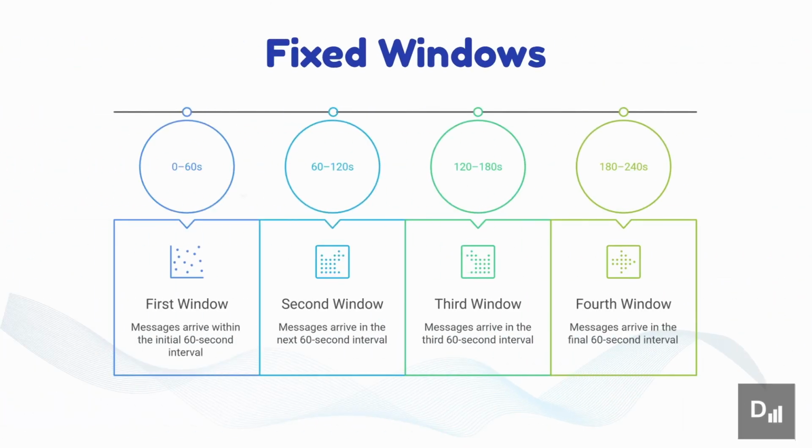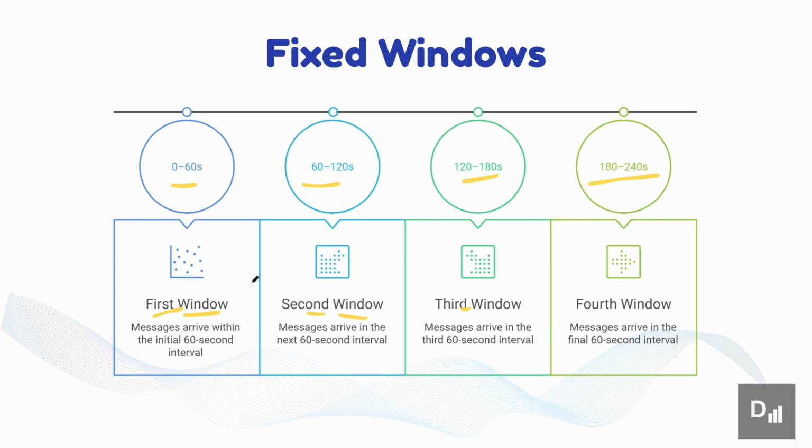Let's look at this in a simple way. Here is a timeline. Messages arrive at different times. We divide the timeline into equal time periods. Each period is called a window. In this example, each window is 1 minute. Our first window, second window, and each of them has the same interval. Each of them is 1 minute.